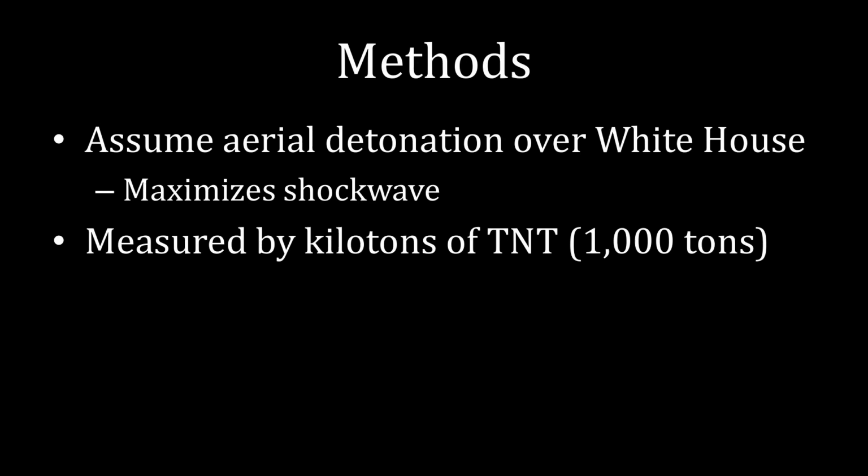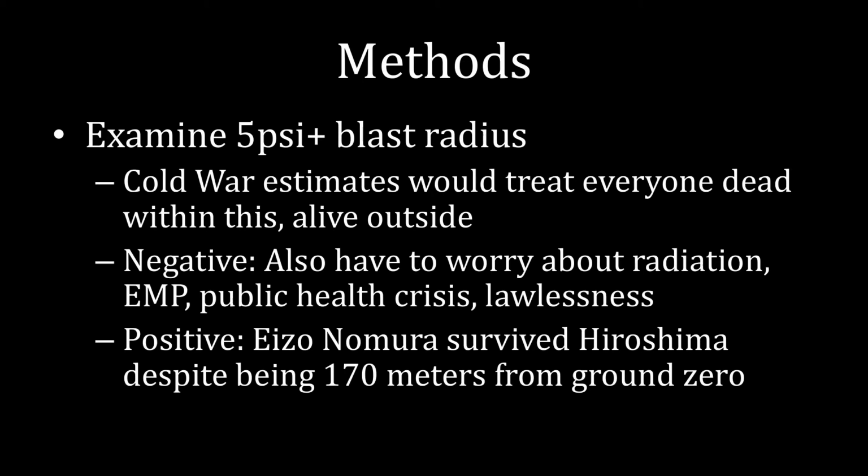I'm going to be measuring the damage in terms of kilotons of TNT. That is 1,000 tons of TNT, which is the common way that we measure the size of nuclear weapons. Specifically, I'm going to examine the 5 pounds per square inch or more blast radius. That's the area around ground zero that is going to receive substantial pressure from the detonation. The reason I'm doing this is because Cold War estimates would treat everyone as dead within that radius and alive outside of that radius. Of course, that is a quick and dirty measurement.